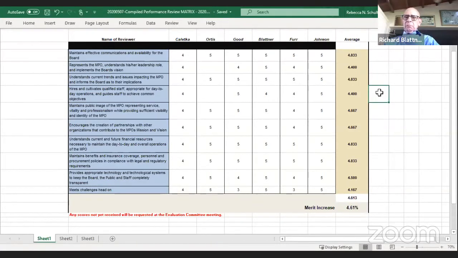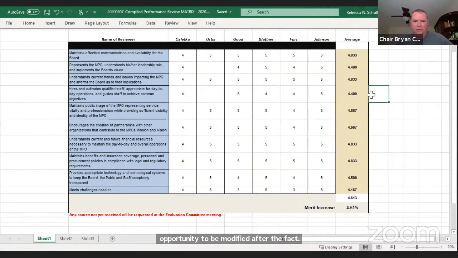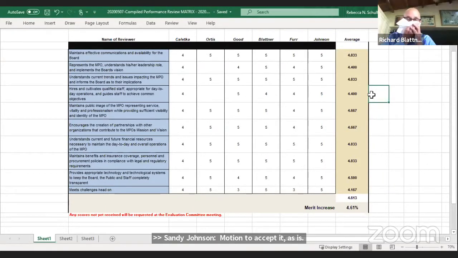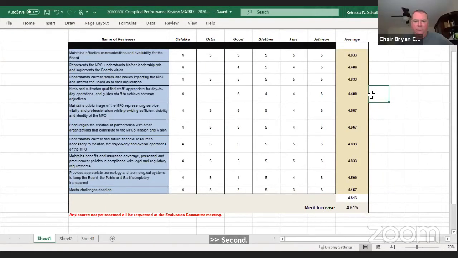Do I have a motion to accept and send to the board? Yes, motion to accept it as is. Okay, I'll second it. Good. It's been seconded by Mrs. Johnson. We're going to try to approve this by unanimous consent. If anybody objects, please do so now. No objection. There's no objection, so it has been approved by unanimous consent and sent to the board for approval.